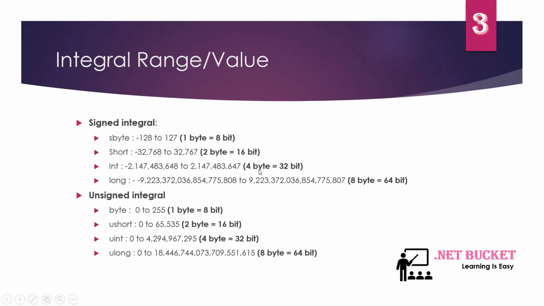Similarly, int is allocated 4 bytes, which is altogether 4 into 8, that is 32 bit. So the range of values that it can accommodate is 32 minus 1, that is -2 to the power 31 to +2 to the power 31. Long is allocated 8 bytes of memory, which is 64 bit. So 64 minus 1, that is 63. The range will be -2 to the power 63 to +2 to the power 63.